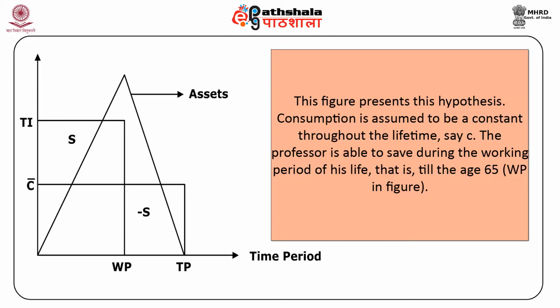During the period TL minus WP, he begins selling his assets in such a way that nearing the end of his life, the assets almost reach zero. In this example, the professor does not leave a bequest for his children. This can again be seen by the downward slope of the assets curve after the age 65.